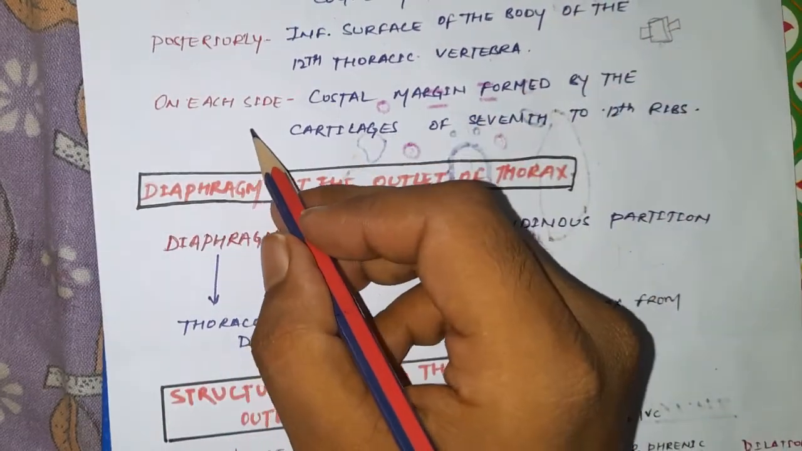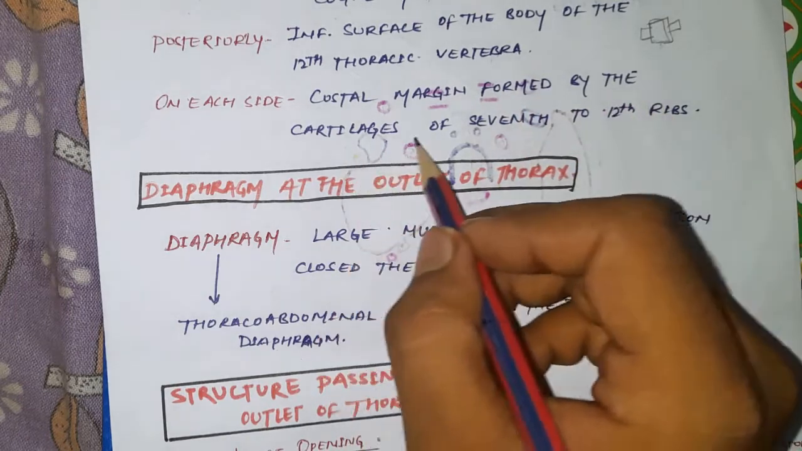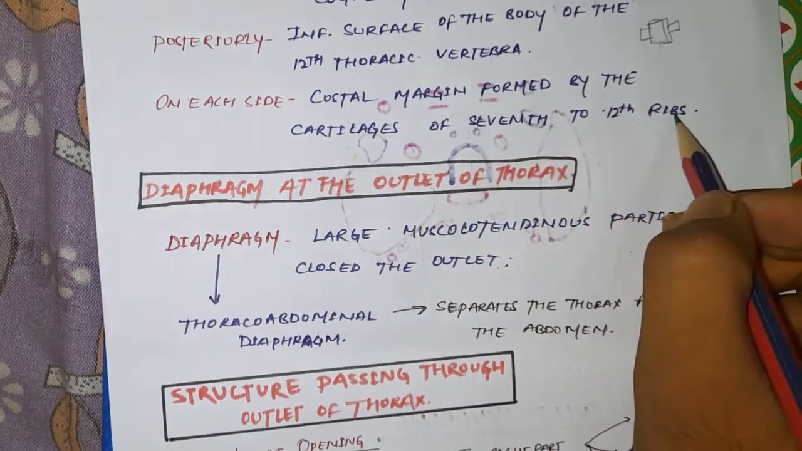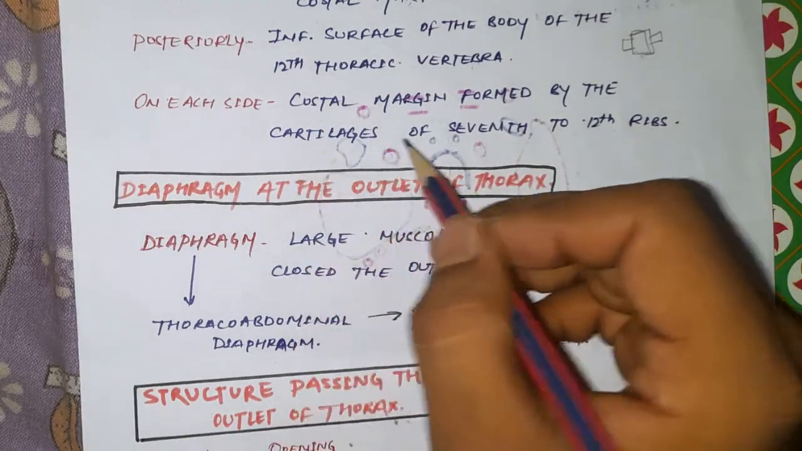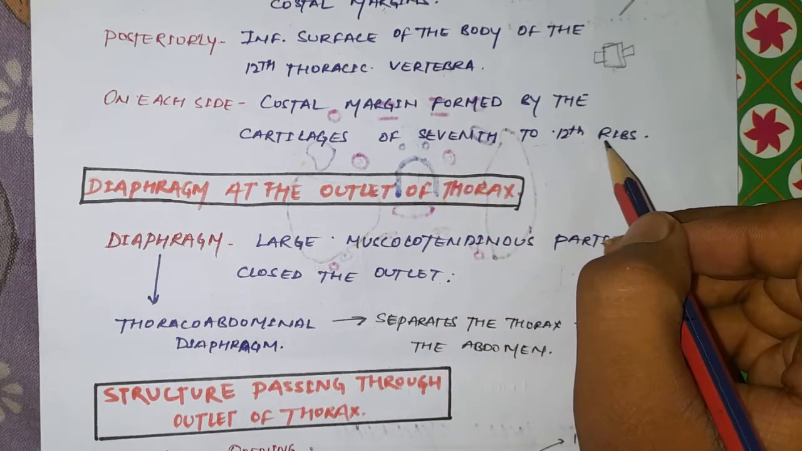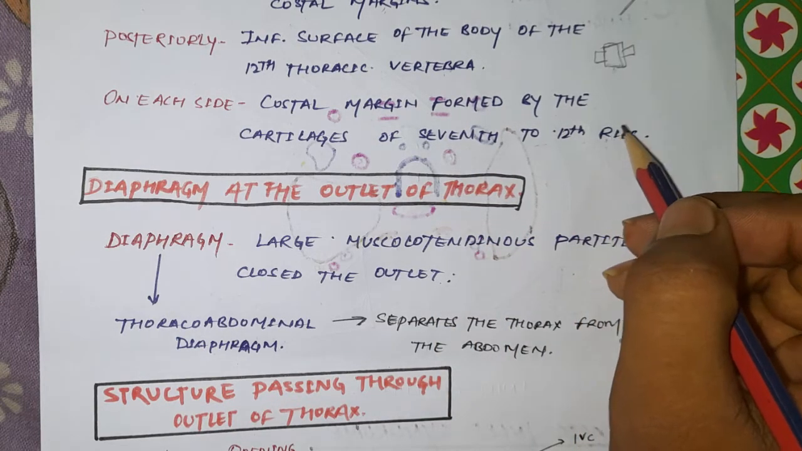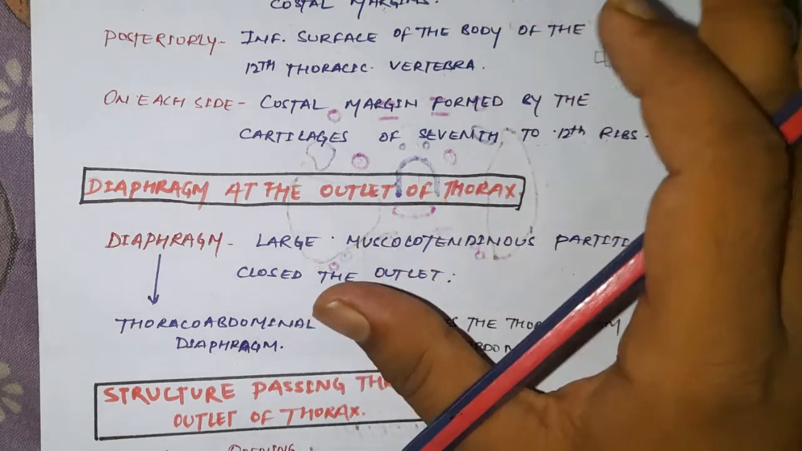On each side, the costal margin is formed by the cartilages of the 7th to 12th ribs. On each side, we see the 7th to 12th ribs present. These ribs form the boundaries of the inferior aperture.